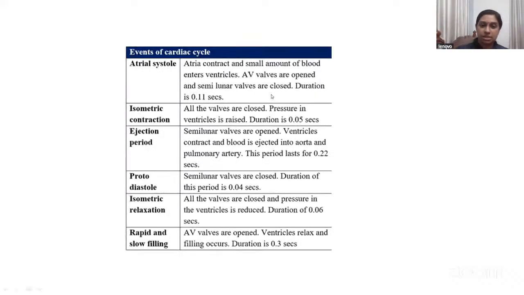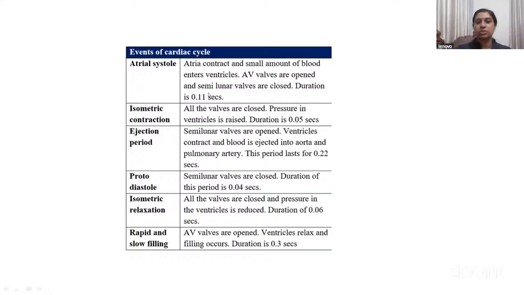So these are the basic events of the cardiac cycle. First is the atrial systole, in which the atria contract and a small amount of blood enters the ventricles, and AV valves are open. Of course, from there itself the blood is flowing towards the ventricle, AV valves are open and the semilunar valves are closed. Only inflow is maintained in the atrial systole, and the duration is about 0.11 second. They can ask this also.